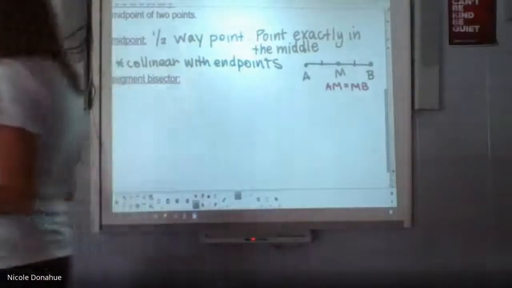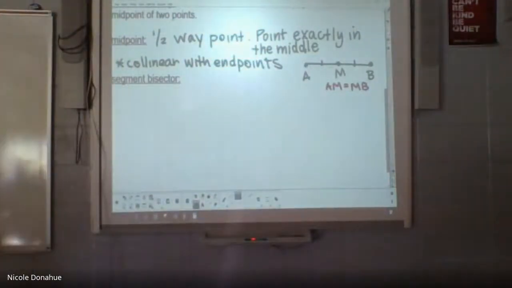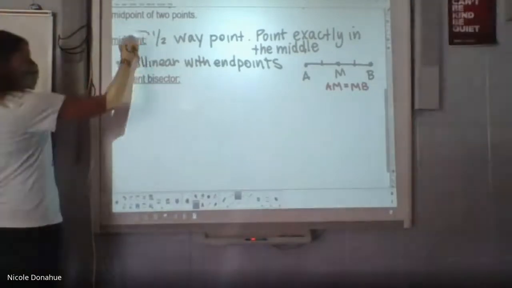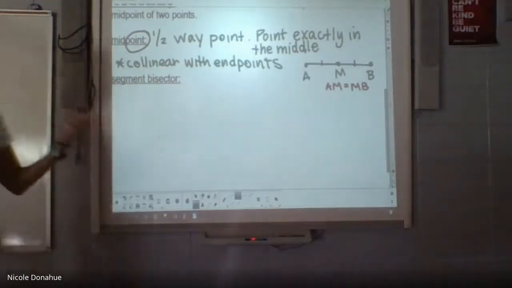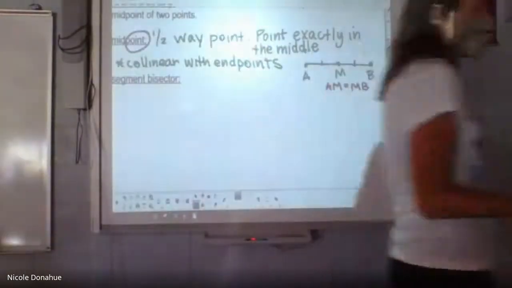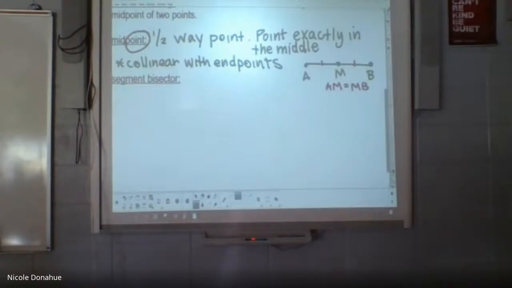The next thing we're going to talk about is really similar to a midpoint. It's just that a midpoint is a point. The fact that it says it's a point tells you that it has to be a dot. The next thing we're going to talk about is segment bisector. A segment bisector is basically a midpoint that doesn't necessarily have to be a point. It could be a line, it could be a ray, it could be a lot of other things that cuts it into two equal pieces.